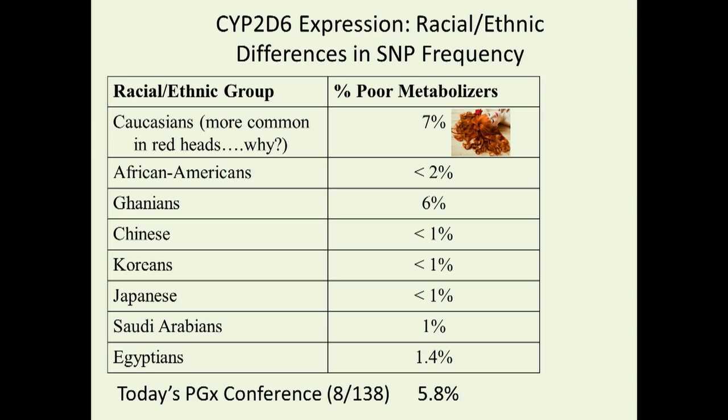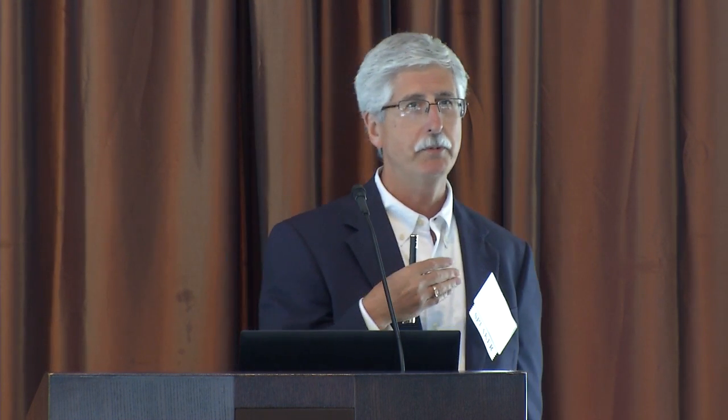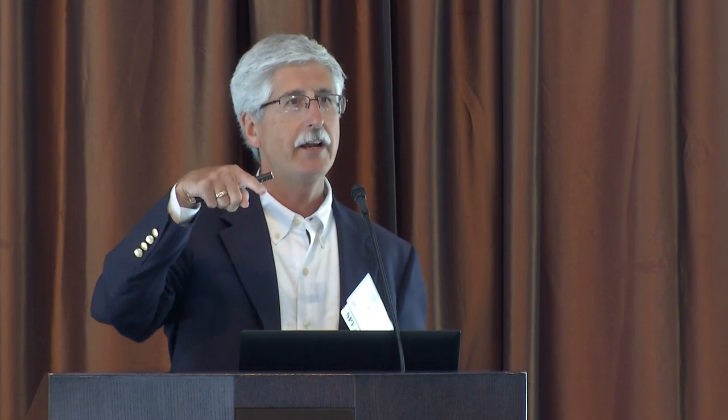In today's conference, we have 8 people in our audience that have that poor metabolism, which has clinical actionability to a number of different drugs. So there are 8 people in this audience that have that variant. Now, I do note here, just out of curiosity, that the low form of that variant is more common in redheads. And it's a great question to ask medical students, why would that be? The answer is because the red hair gene and the poor variant allele are closely linked in the genome, so they tend to segregate together in populations.